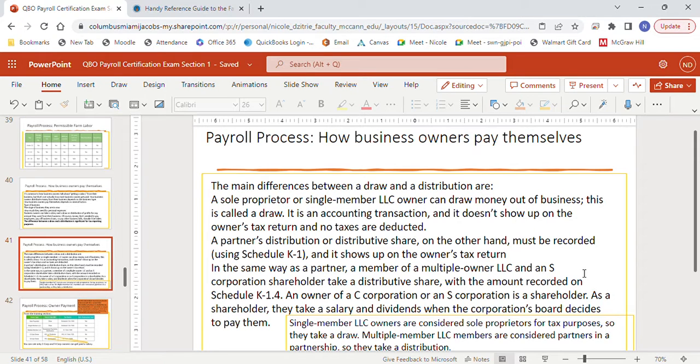And an owner of a C-Corp or an S-Corp is a shareholder. As a shareholder, they take a salary and dividends when the corporation board decides to pay them. And then I put over here on the bottom as a side note, single member LLC owners are considered sole proprietors. So we said over here sole proprietors and single member LLC, and so they take a draw. Multiple member LLC members are considered partners in a partnership, so they would take what you call a distribution.